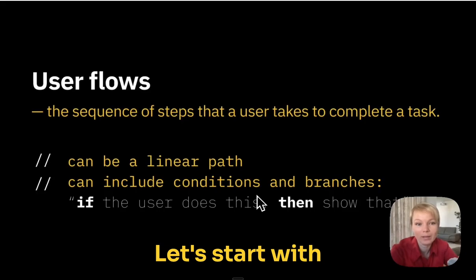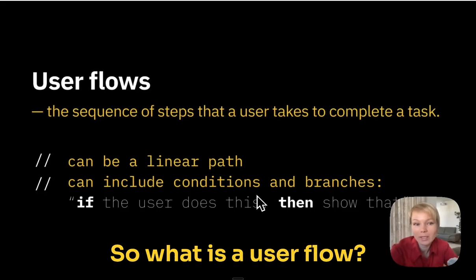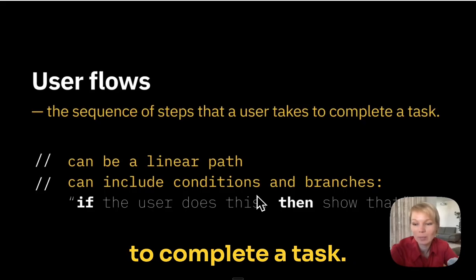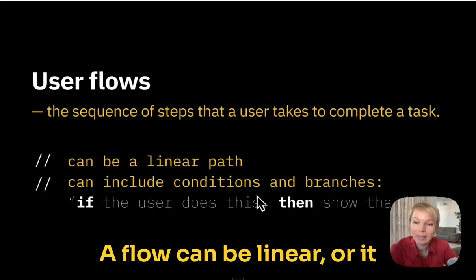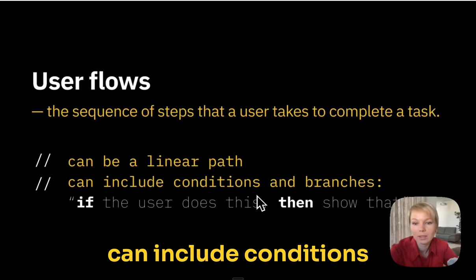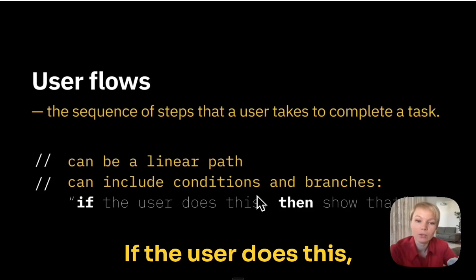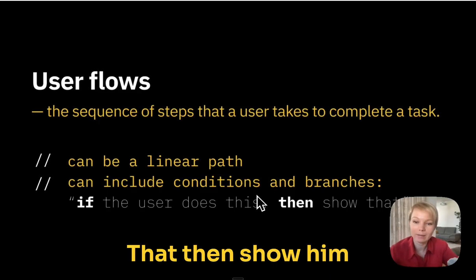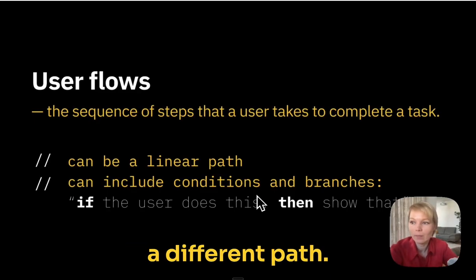Let's start with a quick definition. So what is a user flow? Basically, it's a sequence of steps a user takes to complete a task. A flow can be linear, or it can include conditions and branches. If the user does this, then show him that. If the user selects that, then show him a different path.